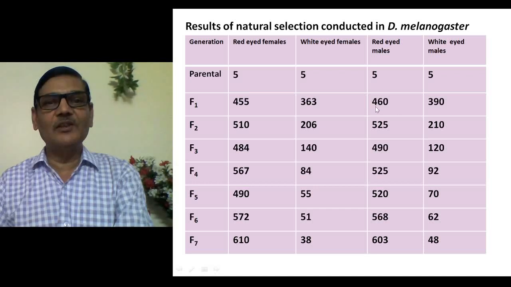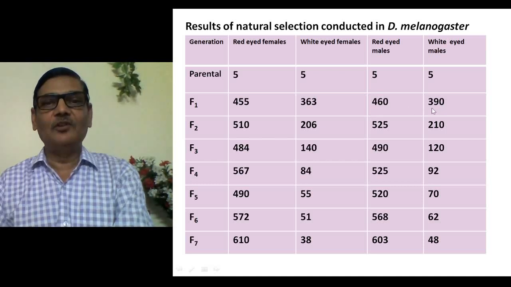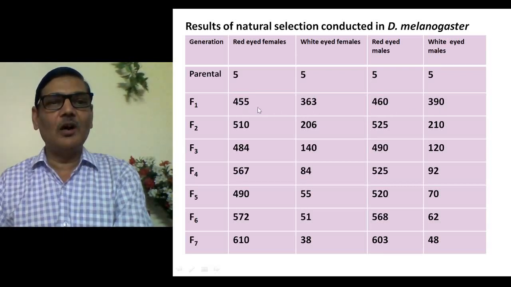Then 460 flies are there. These are males, red-eyed males. And 390 flies are there which are white-eyed males. So as I just told, you have to count all the flies of this F1 generation with respect to their sex, whether they are male or female, and what is their phenotype, whether they are red-eyed or white-eyed.